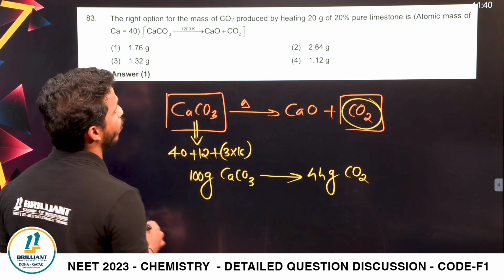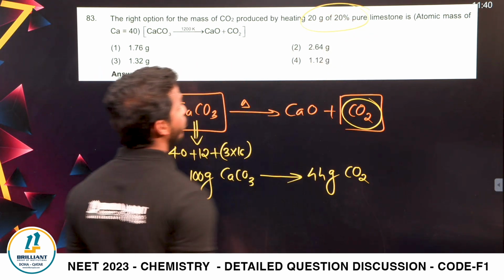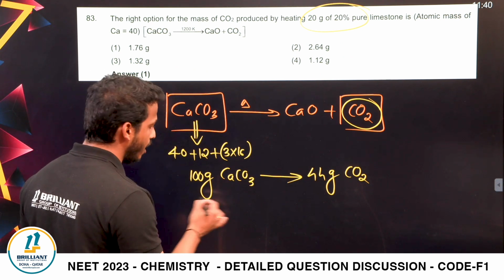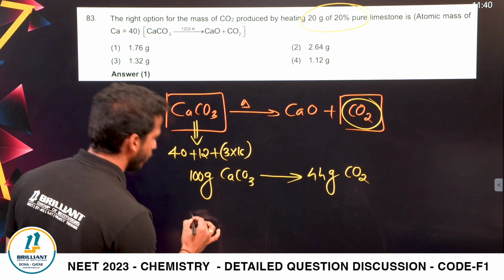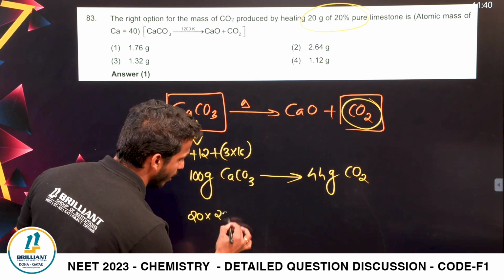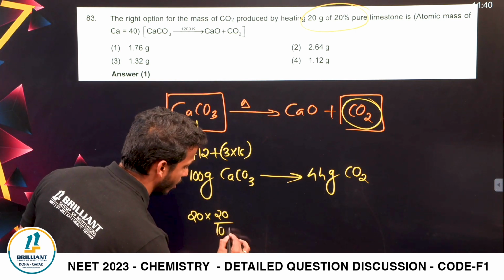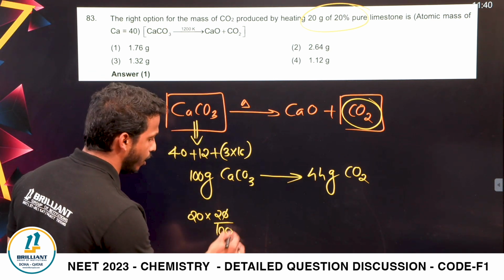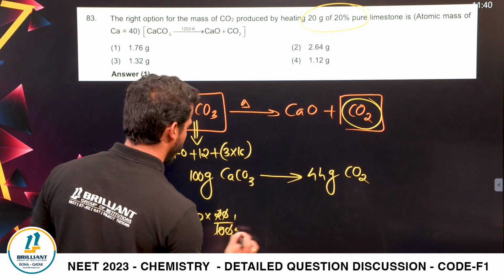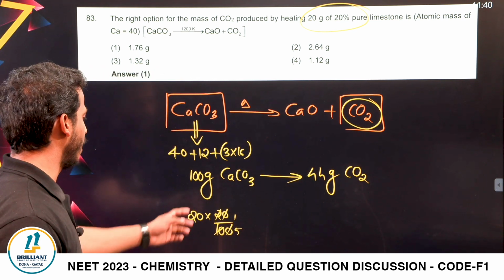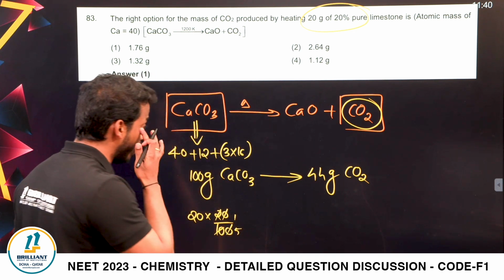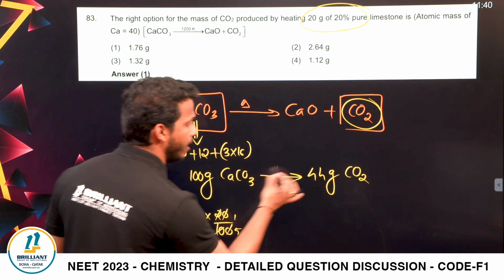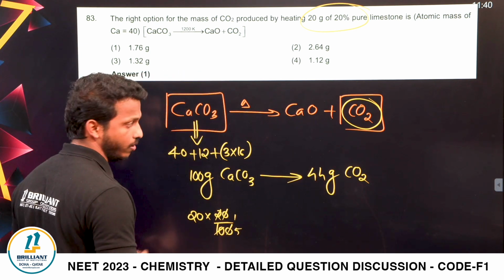So as per the question, you have 20 gram 20% limestone. What do you mean by 20 gram 20%, dear all? It means 20 into 20 by 100. So it's equal to what? That's 1 by 5, right? Like that we can calculate it. So 20 by 5 is equal to 4. Now, 100 gram calcium carbonate gives you 44 gram carbon dioxide.